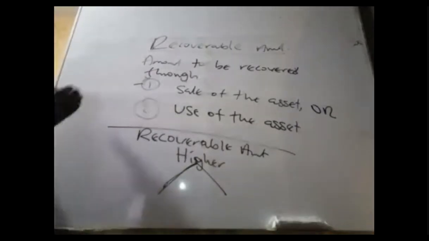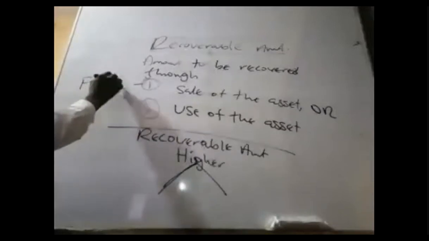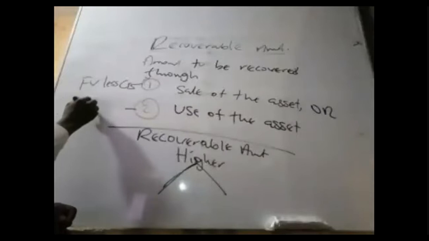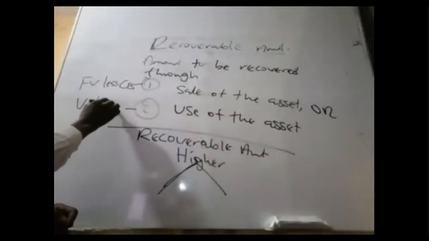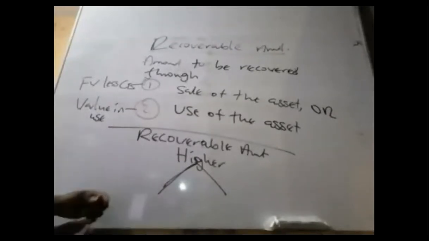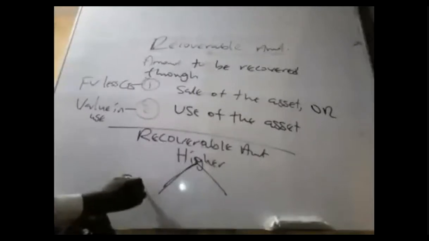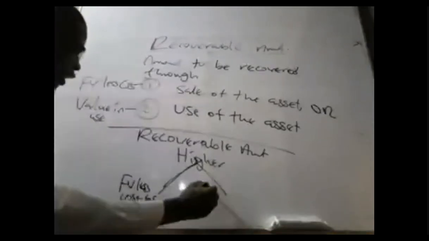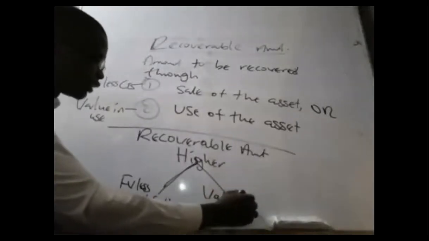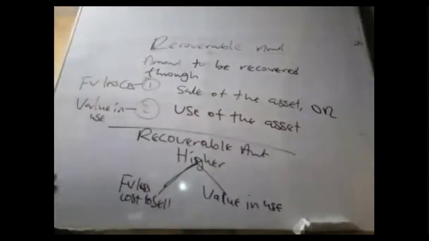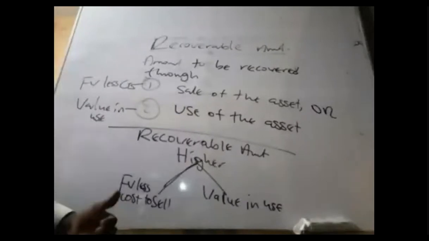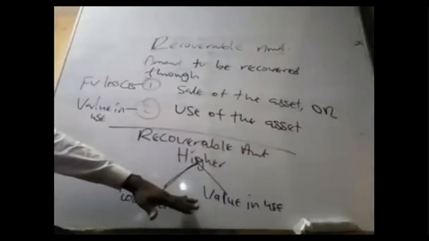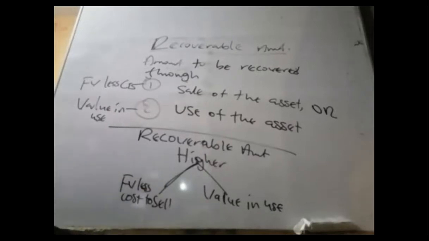The sale of the asset is called fair value less cost to sell. The use of the asset we call value in use. So take note: recoverable amount is the higher of fair value less cost to sell compared to value in use. So that is stage two of the impairment test. After the indication, we assess and estimate the recoverable amount. These figures are estimates, they are not actual figures. Take note, they are not actual figures. Good.